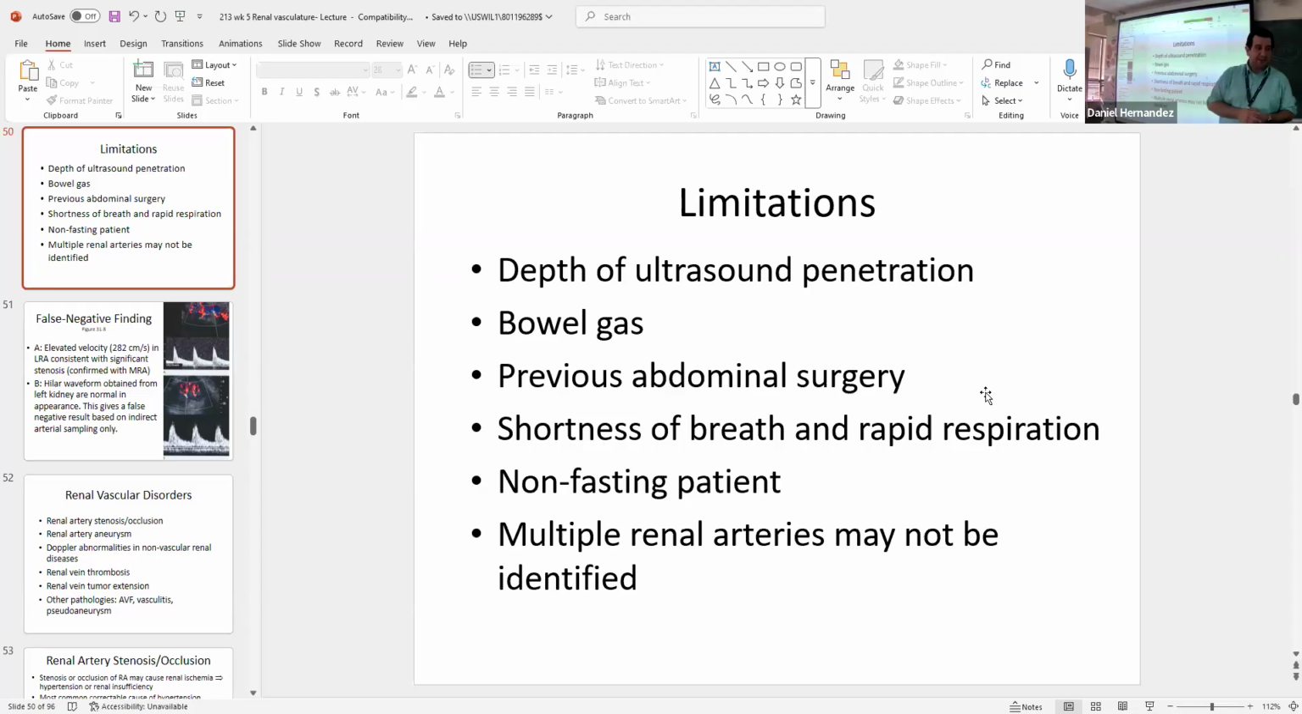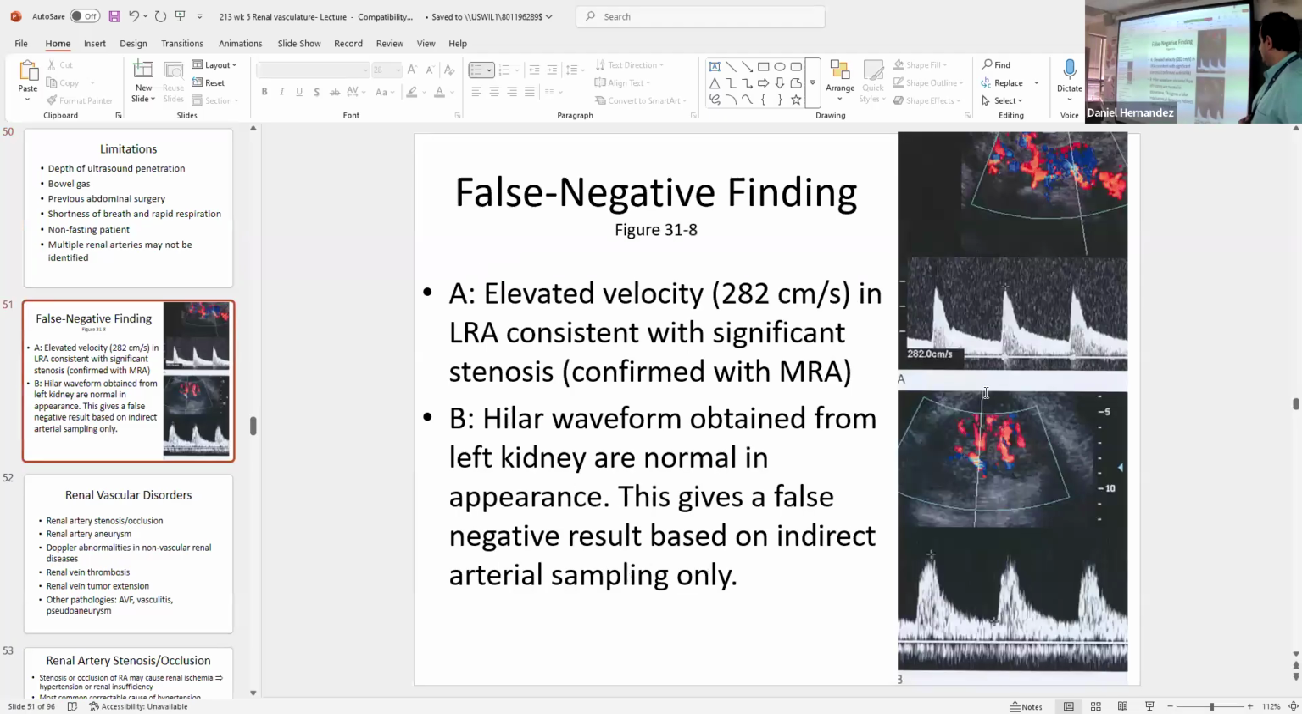We might not identify if they have multiple renal arteries. They might not be readily apparent or identifiable. So sometimes we can have false negatives.